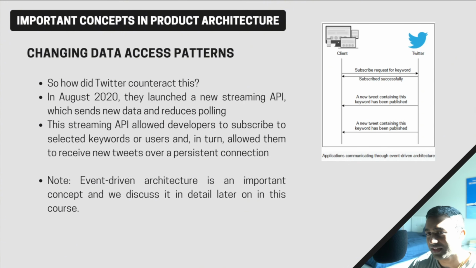And so, how did Twitter counteract this? In August 2020, they launched a new streaming API which sends new data and reduces polling. This streaming API allows developers to subscribe to selected keywords or users and in turn allowed them to receive new tweets over a persistent connection. Note that event-driven architecture is an important concept and we will discuss it in detail later on in this course.